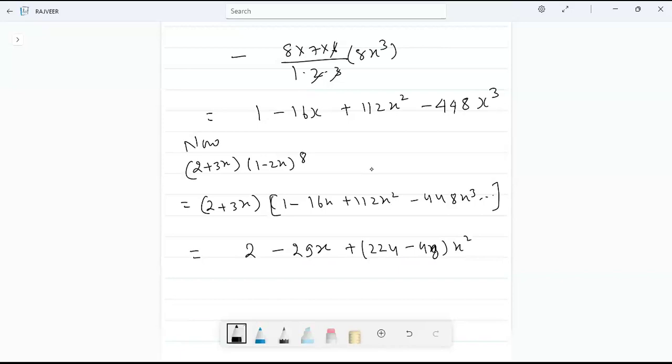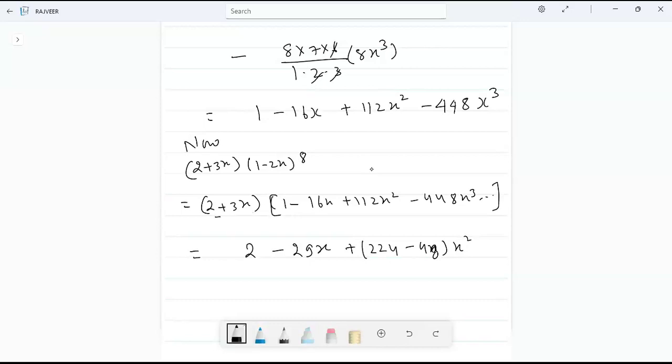What we are doing, 3x times 16x. I just have one question. So you see, I got it till 224 minus 48. 3x into 16x is minus 48x square. And x square is taken common. Yes, x square is taken common.